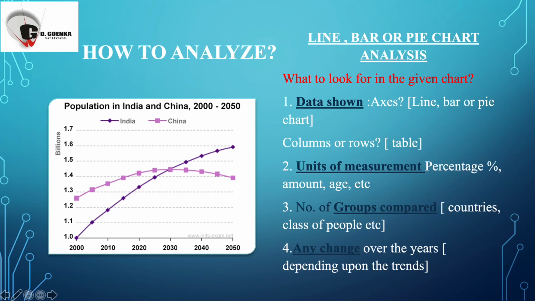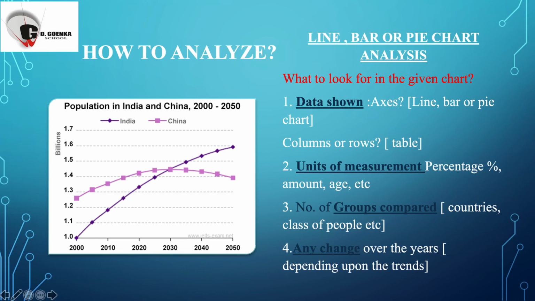Next you need to see is how many groups are being compared, whether there are 3 countries, 2 countries, or how many different categories of people there are. So for that you need to see this line graph. Over here, the comparison has been drawn between 2 countries, that is India and China.